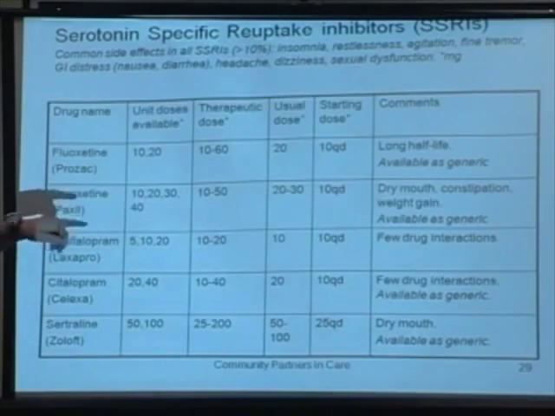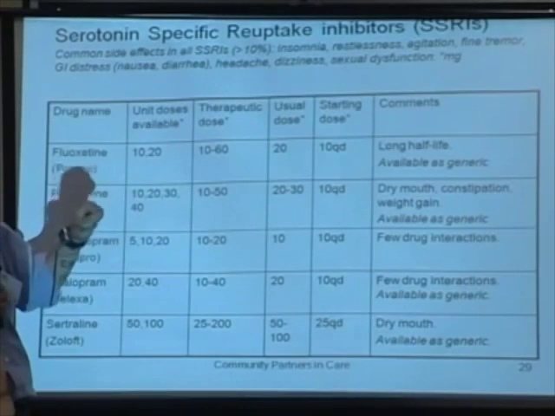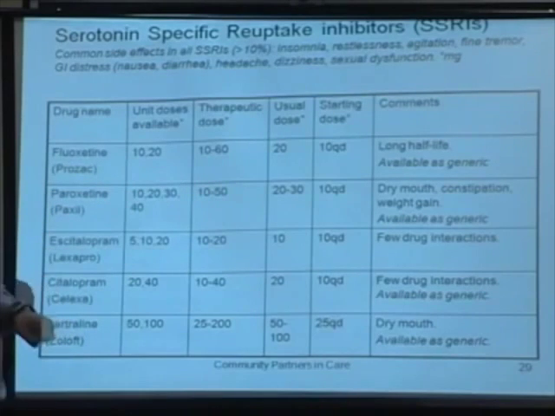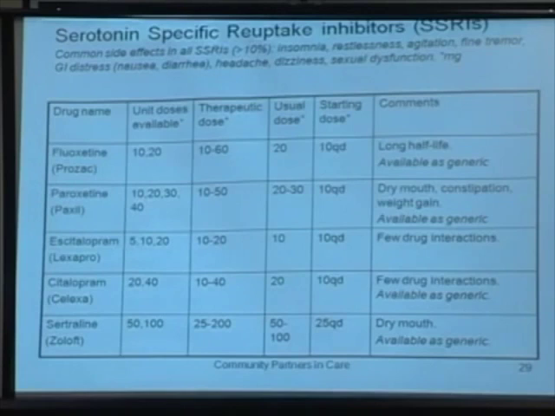Paroxetine or Paxil comes in more dosage forms, 10, 20, 30, 40. You can go 10 to 50 milligrams. Actually, I think that's incorrect, but you've got a 20 to 30 milligram usual dose. Starting dose is 10 milligrams. It has what they call histaminergic side effects, kind of like with Elavil: the dry mouth, constipation, weight gain. Generally don't want to use it with older people. But it is also available as a generic, so that's nice.